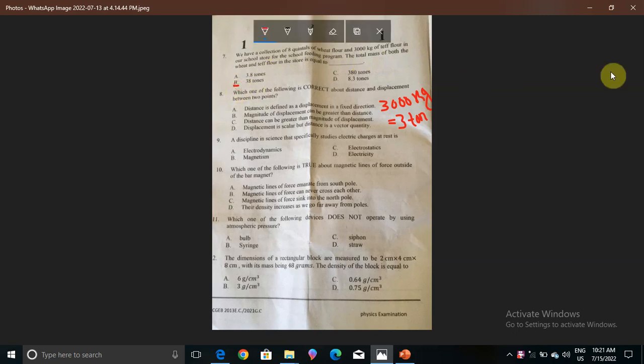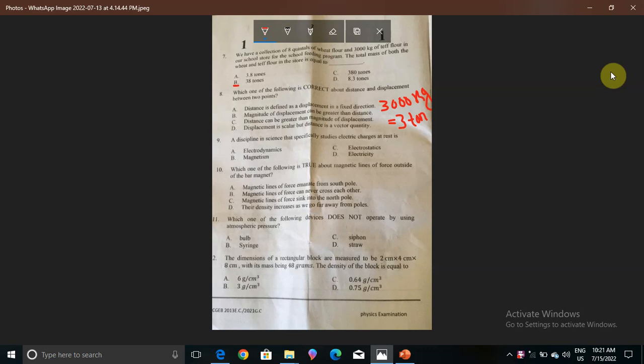Okay, now question number 8, it says which one of the following is correct about distance and displacement between 2 points? Here in the first choice it says distance is defined as a displacement in a fixed direction, and in B we have magnitude of displacement can be greater than distance. In C we have distance can be greater than magnitude of displacement, and in D we have displacement is a scalar but distance is a vector quantity.